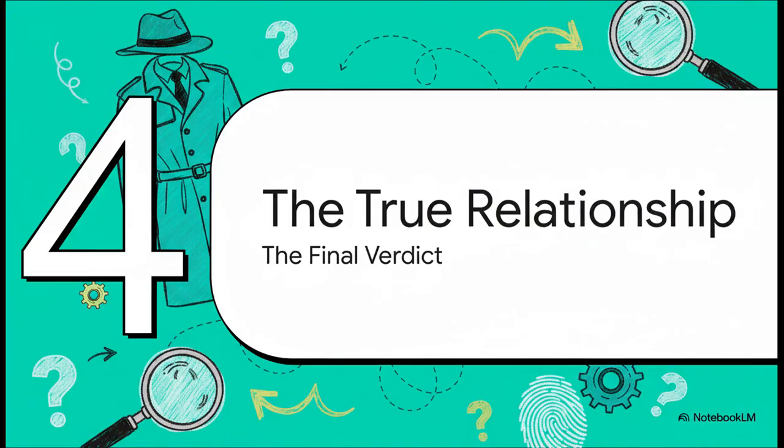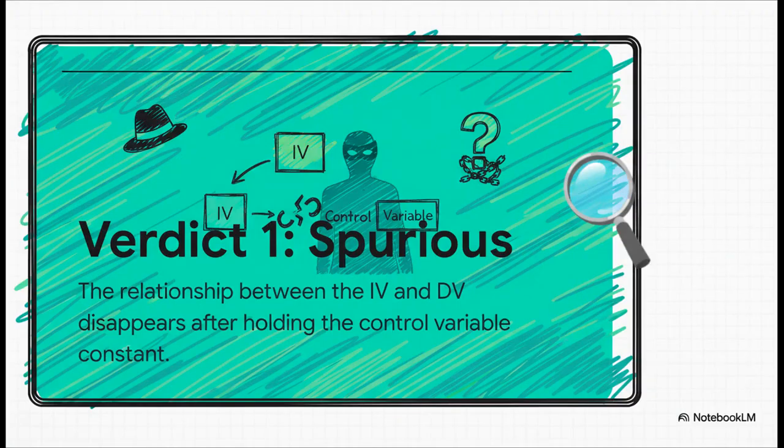So after this whole interrogation, our detective can reach one of three possible verdicts about the relationship between their main suspect and the outcome. First, the relationship could be spurious. This is our ice cream and crime case, right? Once you account for the heat, that link between ice cream and assaults just vanishes. The initial suspect, ice cream, is totally innocent.